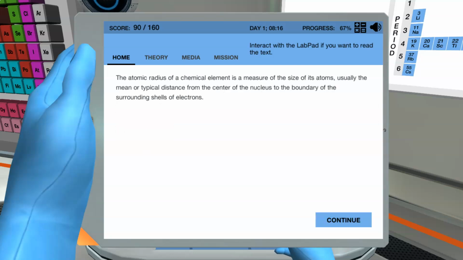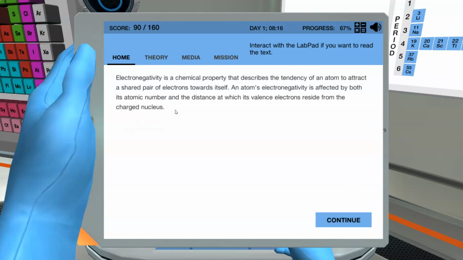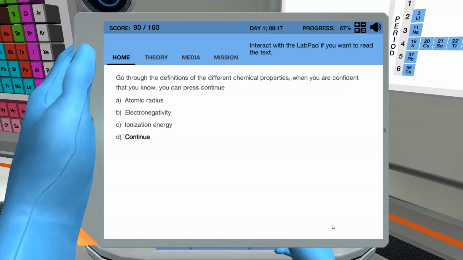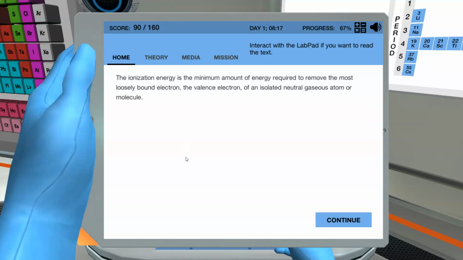The atomic radius of a chemical element is a measure of the size of its atoms, usually the mean or typical distance from the center of the nucleus to the boundary of the surrounding shells of electrons. Electronegativity is a chemical property that describes the tendency of an atom to attract a shared pair of electrons towards itself. An atom's electronegativity is affected by both its atomic number and the distance at which its valence electrons reside from the charged nucleus. The ionization energy is the minimum amount of energy required to remove the most loosely bound electron, the valence electron, of an isolated neutral gaseous atom or molecule.